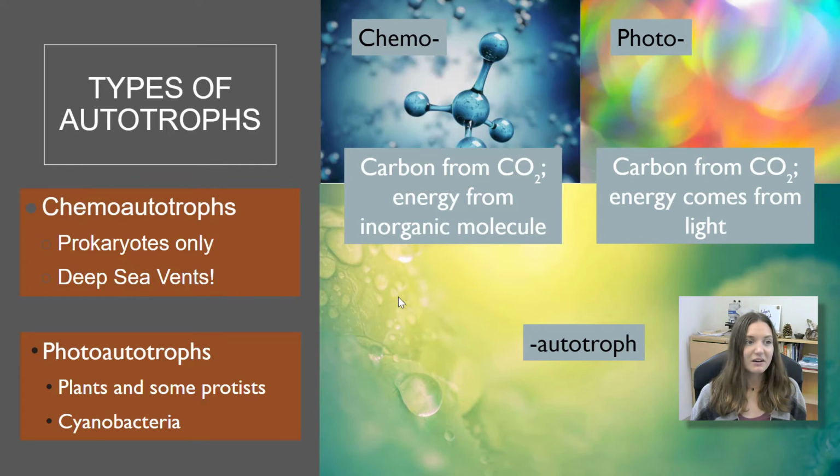So these are only prokaryotes. We typically find these types of organisms in deep sea hydrothermal vents, where things like ammonia and hydrogen sulfide are very common. And so it's a readily available energy source that they can use to build organic compounds.